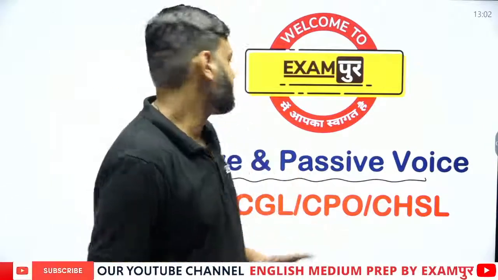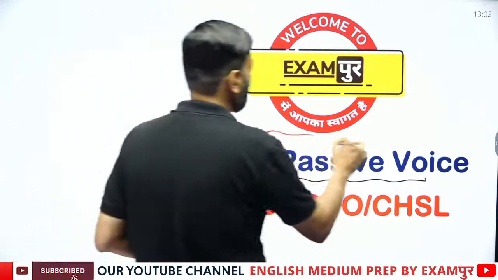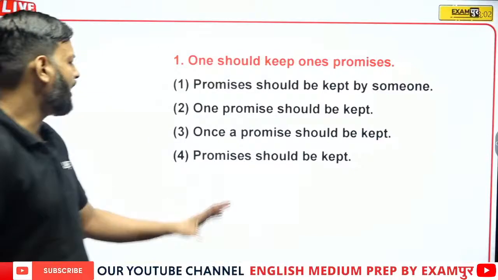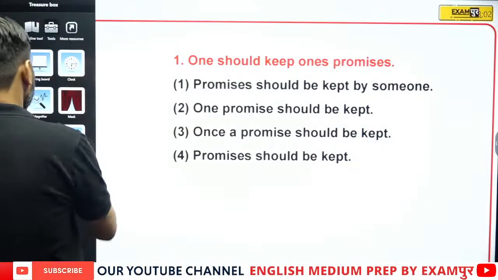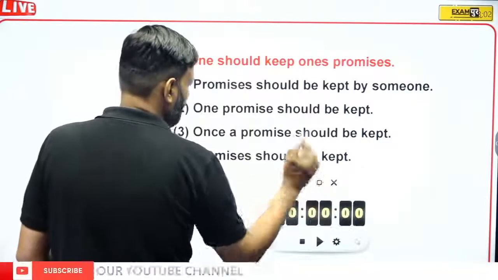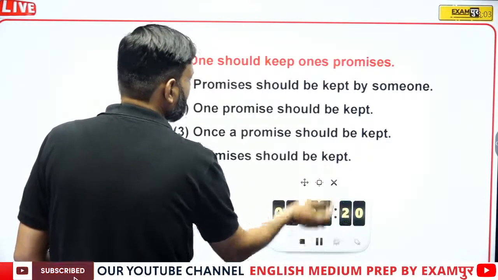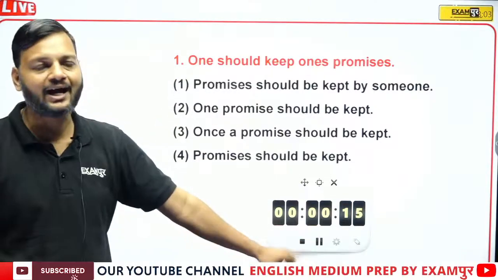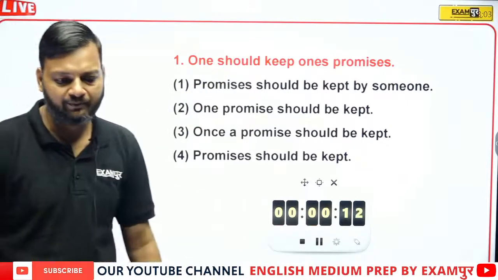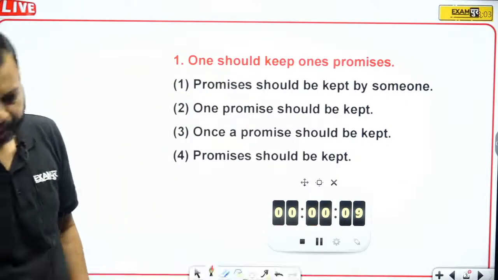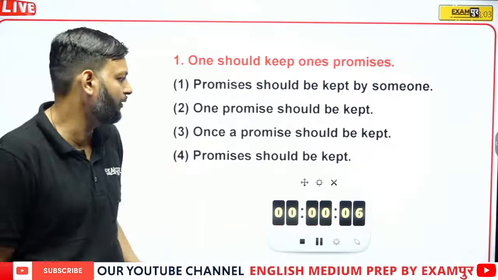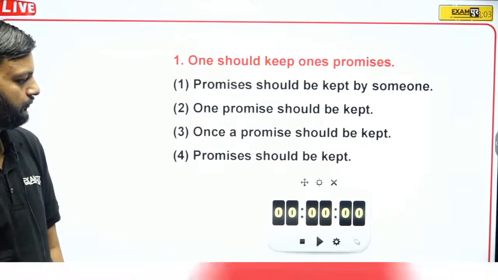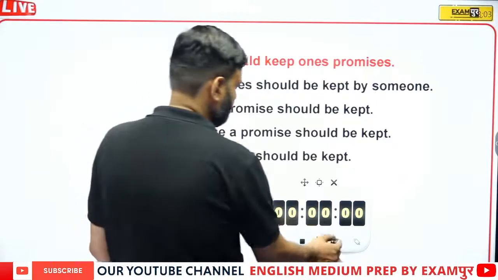Right. So let's start our today's class where we will solve some very important active and passive questions. Let's start with question number 1. Today we'll try to solve these questions within the time. I'm giving you 20 seconds for each question. Please try to solve this question in just 20 seconds, and your time has already started. One should keep one's promise. You have to tell the passive. Time up.